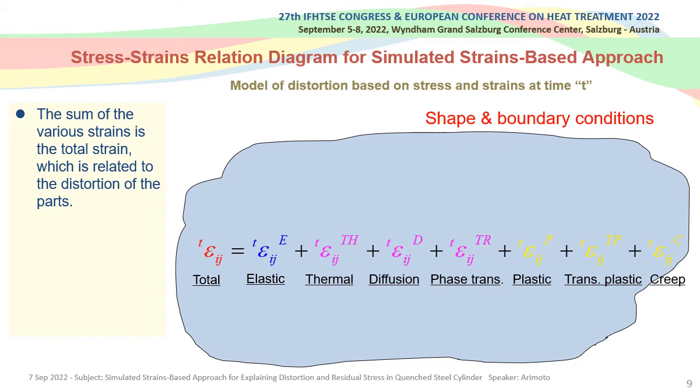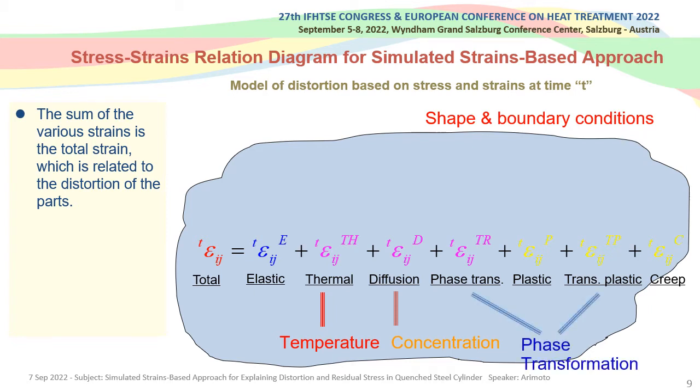This figure depicts the generalized relationship of stress, strain, and distortion in quenched parts. First, the volume changes due to temperature and concentration are expressed as the thermal and diffusion strains, respectively. In the case of phase transformation, the resulting volume change is represented as transformation strain, and the related plastic behavior is described as transformation plastic strain, while produced elastic strain relates to stress directly.